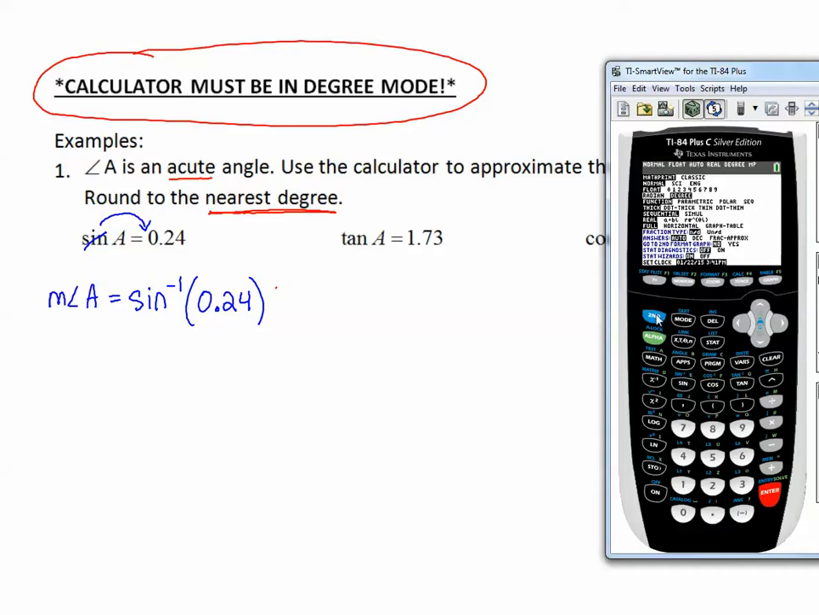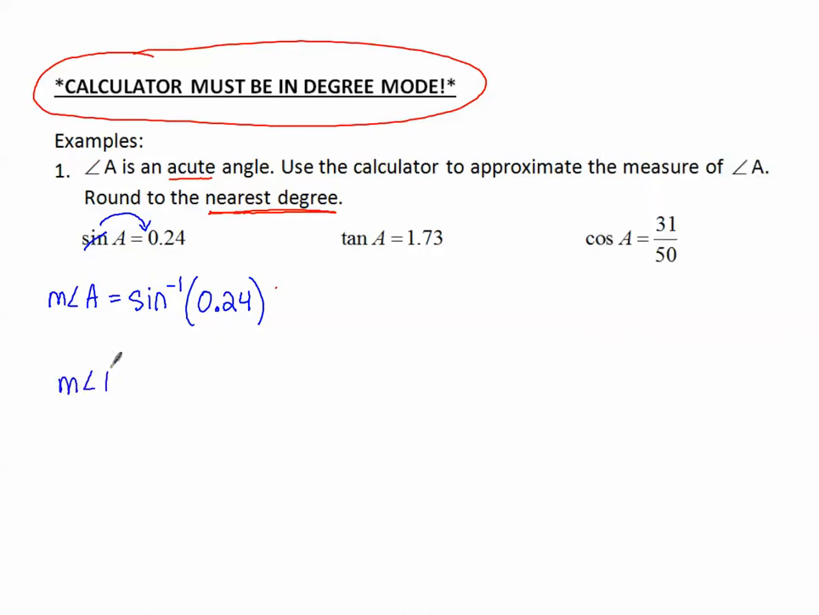So first I'm going to get out of this screen. I'm going to type second sine, sine to the -1, and then 0.24, close parentheses, enter. It says round to the nearest degree, so I look past the decimal point. It is 5 or bigger because it's 8. That makes it 14. So the measure of angle A is approximately 14 degrees.